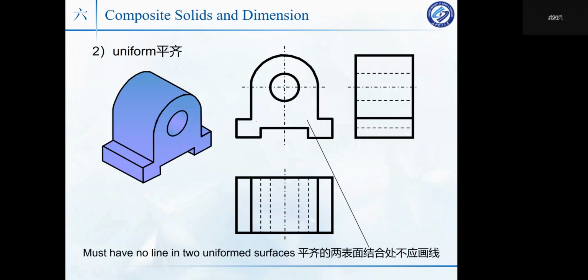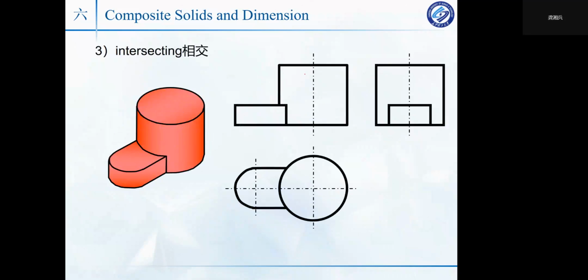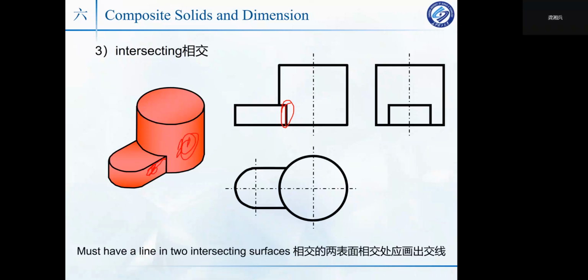So we do not draw a line here. If you draw a line here, you are wrong. Remember, guys, because this is only one plane, not two planes. Here, another one is intersecting. From here, you can see this plane and the curved cylinder plane have an intersection line here. You should add a line here because this plane on the side and this plane are in an intersection relationship. So you must have a line in an intersection surface.